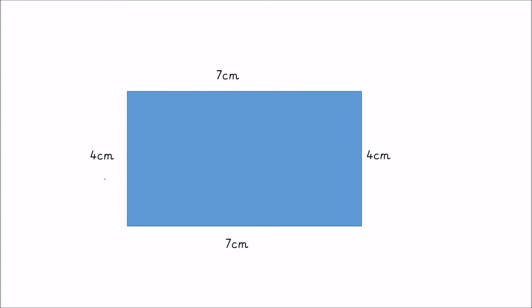And this one side is 4 centimetres. This side is 4 centimetres. And we've got 2 7 centimetre sides as well. And essentially all you're going to do is add all of those sides together, because that will tell you how long the distance around the shape is.